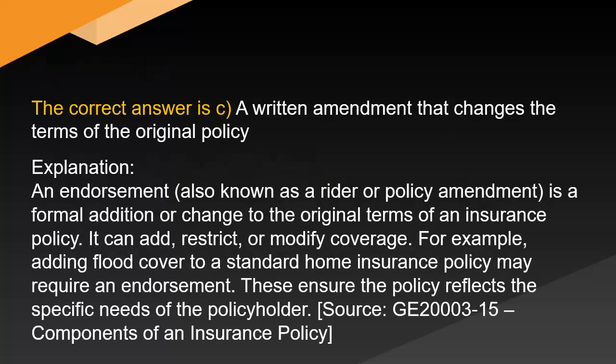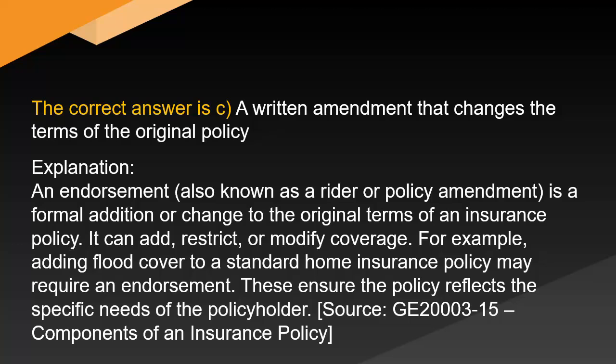The correct answer is C. A written amendment that changes the terms of the original policy. Explanation: An endorsement, also known as a rider or policy amendment, is a formal addition or change to the original terms of an insurance policy. It can add, restrict, or modify coverage. For example, adding flood cover to a standard home insurance policy may require an endorsement. These ensure the policy reflects the specific needs of the policyholder.